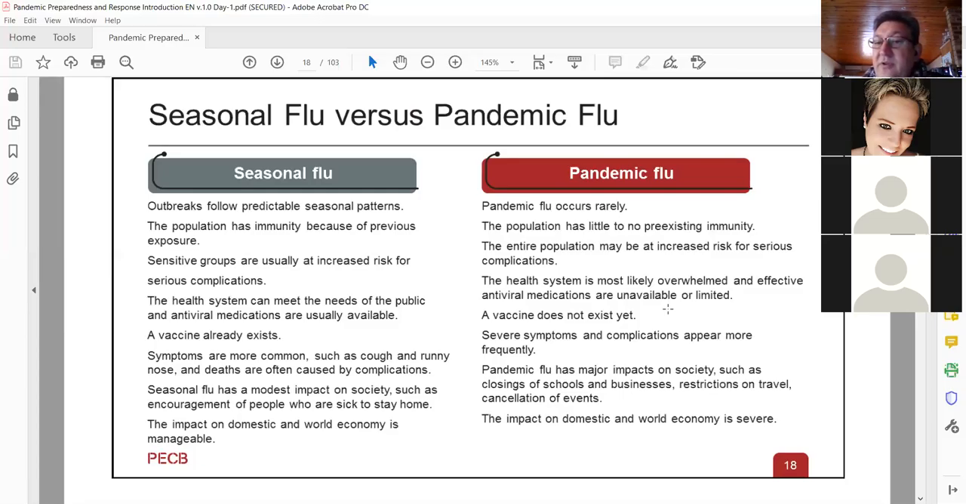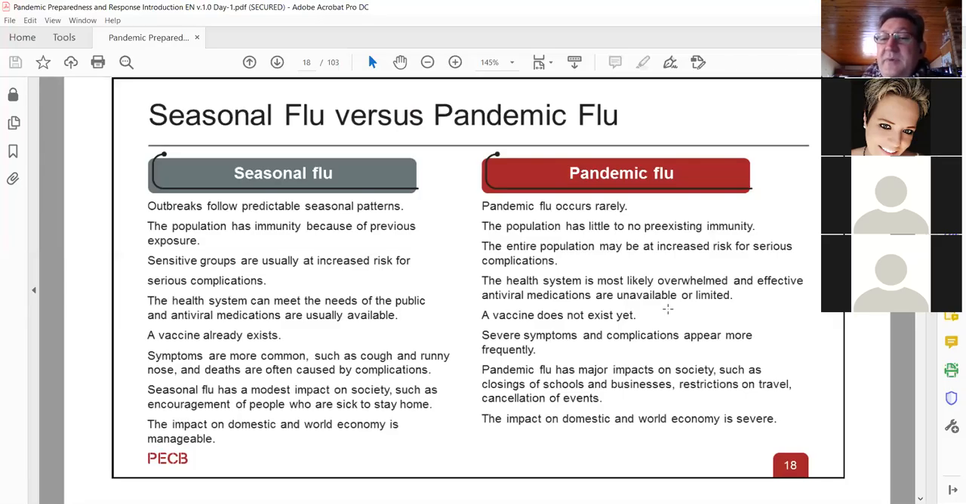The population has little to no pre-existing immunity, so it is totally different from your seasonal flu. The entire population may be at increased risk for serious complications, so all of us are at risk. Last week, one of the radio commentators was asking, have you prepared yourself that you are going to get COVID-19? Because it is inevitable that you are going to get it, because we are coming into contact with so many people, whether it is just two or three working in your house, or they have used a taxi, and in the taxi there were 13, 14 other people touching, coming from different environments.